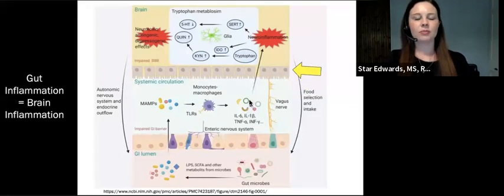And then we have the blood-brain barrier. And these gut metabolites, some of them, like LPS, can actually cross this blood-brain barrier and create inflammation and neuroinflammation in the brain. So a lot of times the same impact they have on the gut barrier, they can also have in the brain.